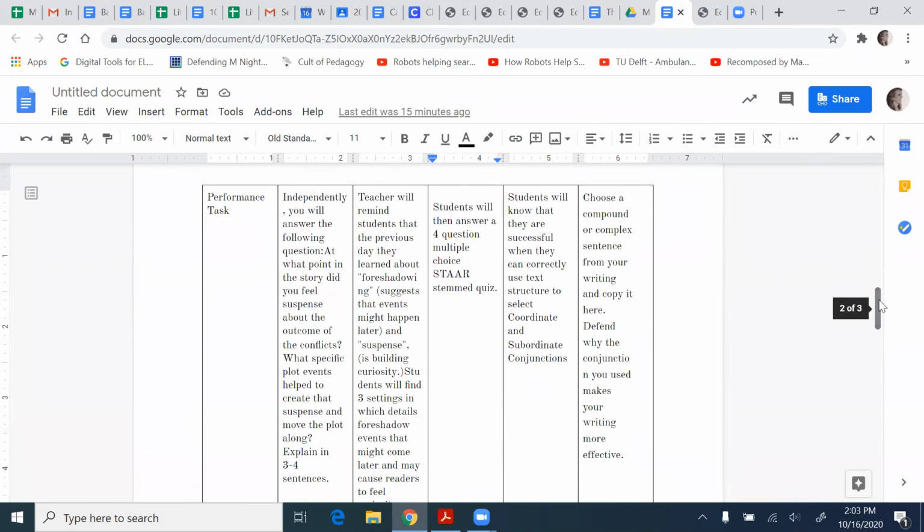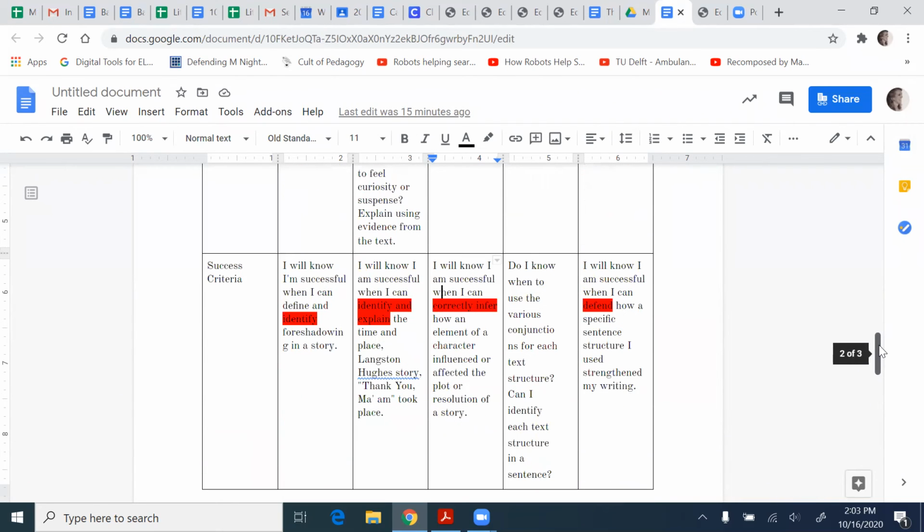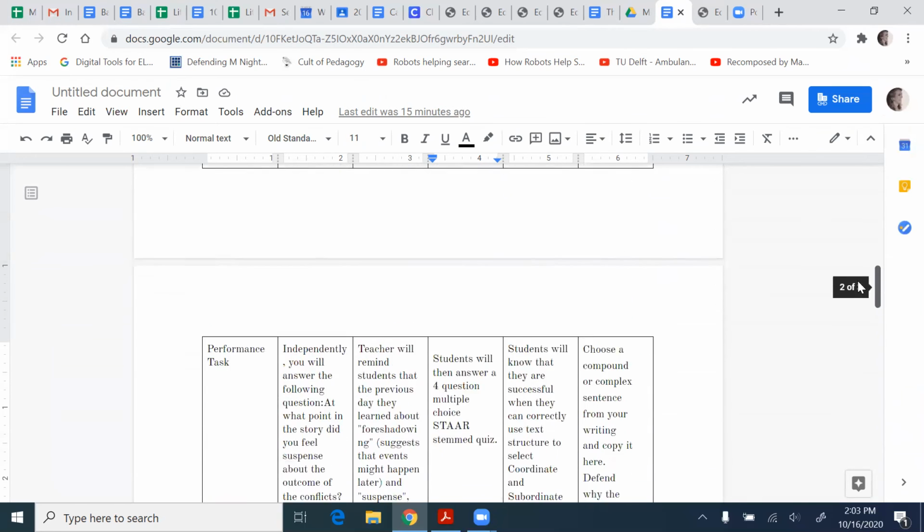Then here, the performance task is just about the sentences. So the performance task could be online thinking because you're having to defend what you're doing, but it's only choosing this one little piece versus what the actual text is, which is where you're asking them to synthesize.